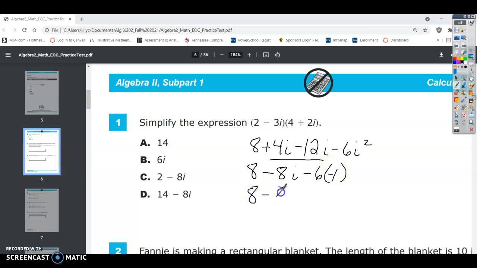So we're going to have 8 minus 8i plus 6. And then if I combine 8 and 6, those are like terms, I have 14 minus 8i. So for number 1, the correct answer is D, 14 minus 8i.